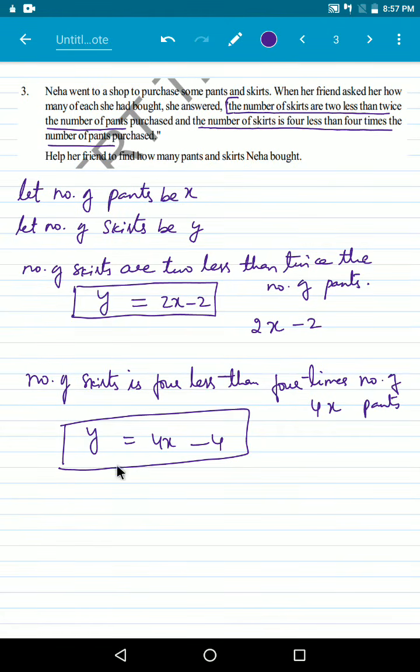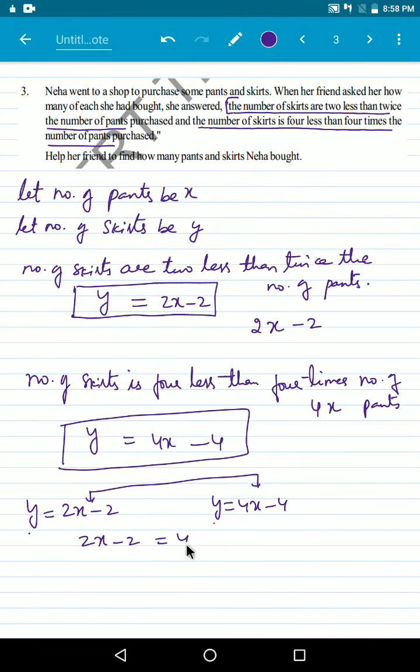We need to solve these two equations, right? So let us simplify. Y is equal to 2X minus 2 and Y is equal to 4X minus 4. If you observe carefully, the LHS here is Y, and the LHS here is Y. So we can equate the RHS values. So 2X minus 2 will be equal to 4X minus 4. All X values on one side and constants on one side. So let us send this 2X to the other side. So minus 2 is equal to 4X. This plus 2X will become minus 2X and this minus 4 will become plus 4.